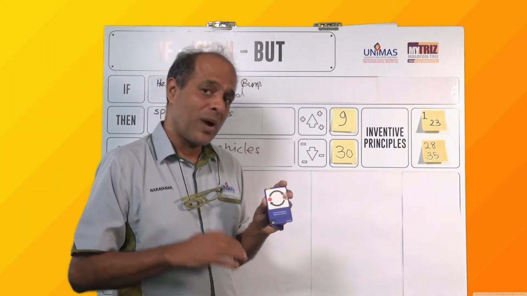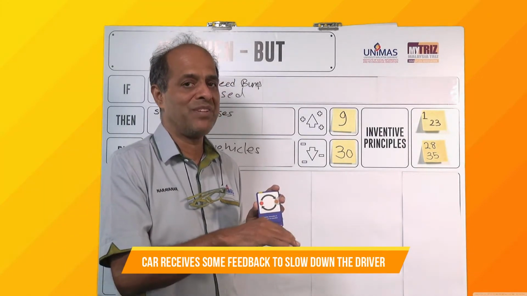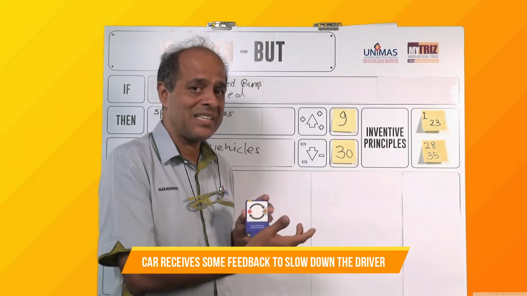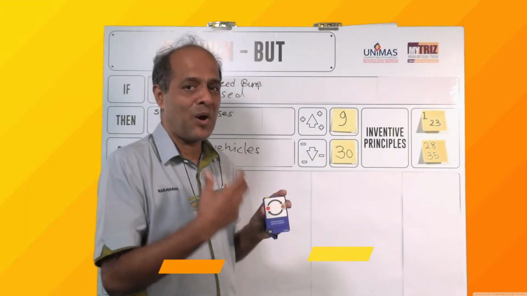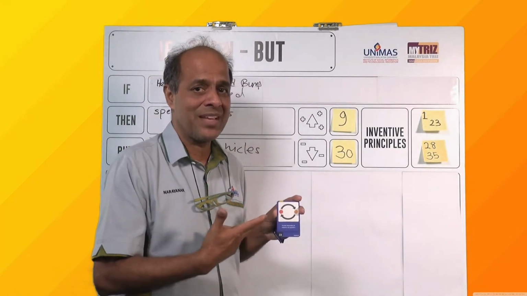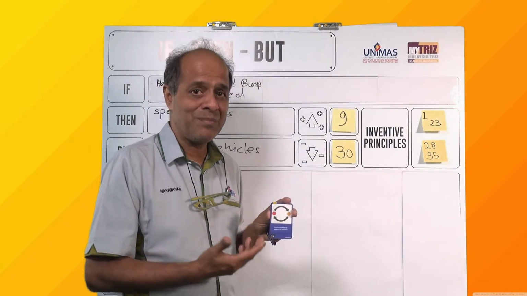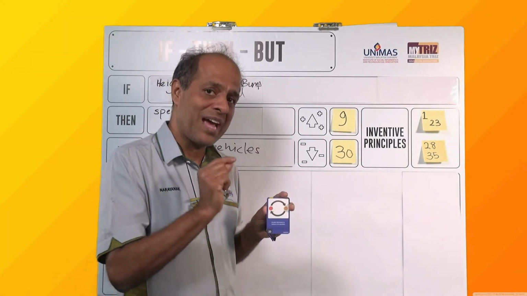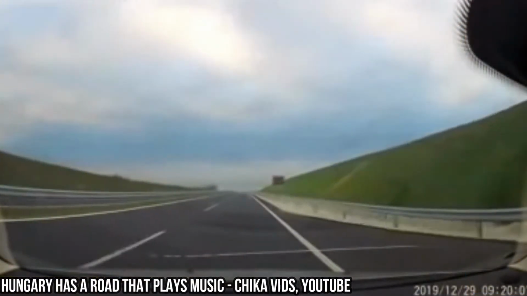This means that while the car travels on the part of the road which is aimed at slowing down the vehicle, the car receives some feedback that informs the driver that he is going at the right speed. And this may sound like, wow, can this happen? Well, in some countries, there are roads where, if you drive at a particular speed, music will come up.